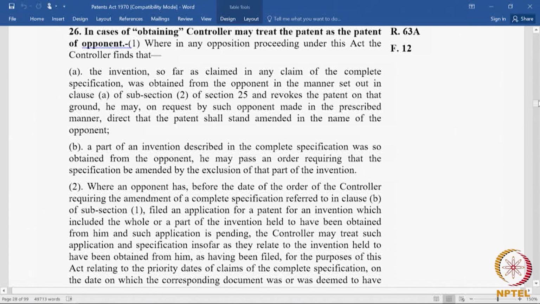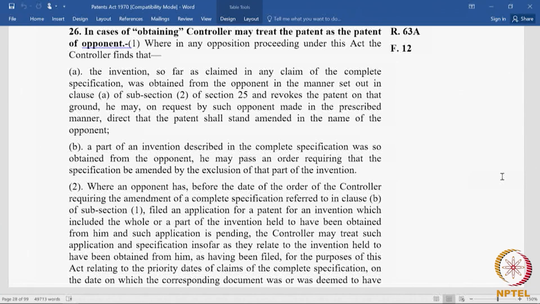Section 26. Section 26 deals with instances of obtaining. Now, we saw that in section 25(2)(a), when an invention is wrongfully obtained, it can be a ground for opposition. Section 26 deals with instances covered under section 25(2)(a). Section 25(2)(a) covers instances where a patentee or a person under or through whom he claims wrongfully obtained the invention or any part thereof, which means it need not be the entire invention, it could be certain things covered in certain claims from him or from a person under through whom he claims.